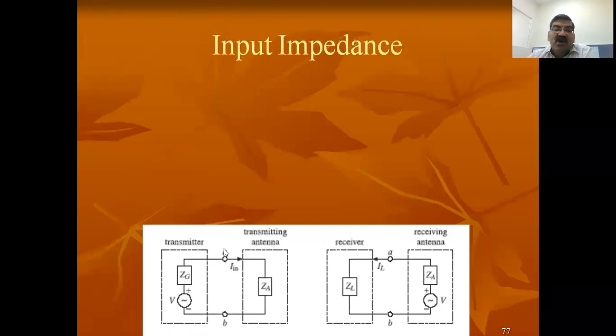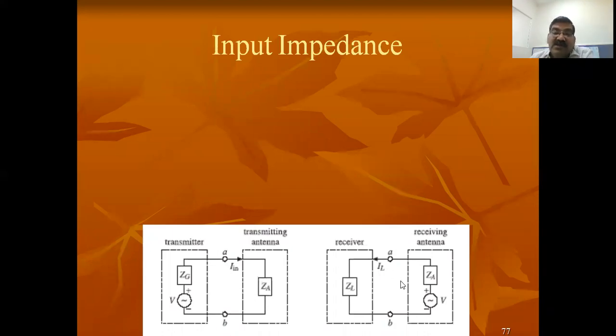Now, these are the two examples I have taken. This is the transmitter, and this is the transmitting antenna. The transmitter has the transmitting signal, that is V, and ZG, the generator or transmitter impedance, and this is the input current you are giving, and this is your transmitting antenna. So this transmitting antenna is acting as a load, and this is ZA. The transmitting antenna has the impedance ZA and acts as a load. The transmitter is the source, and here the antenna acts as a load. This is the analogy we use for a transmitting antenna.